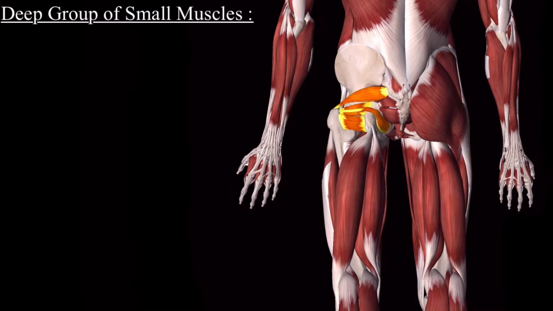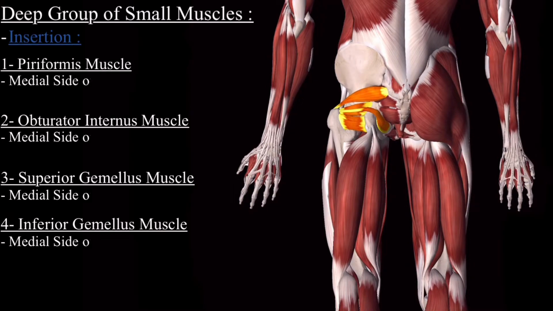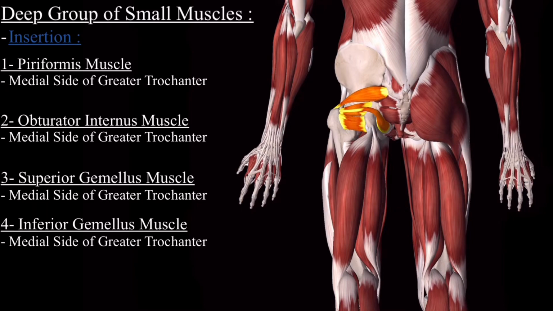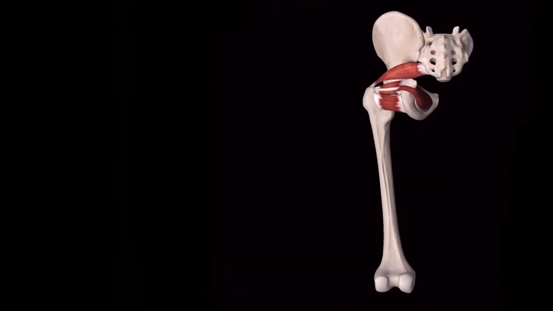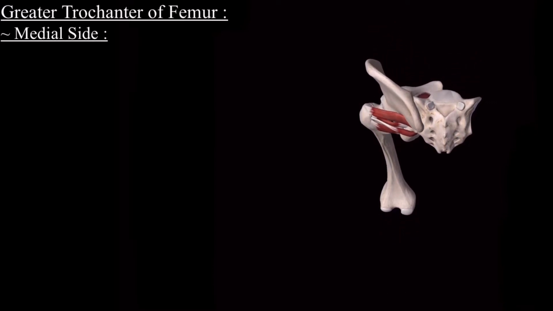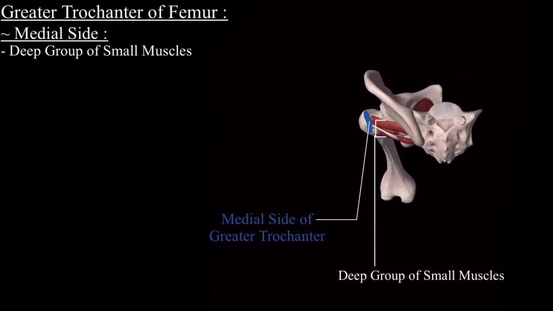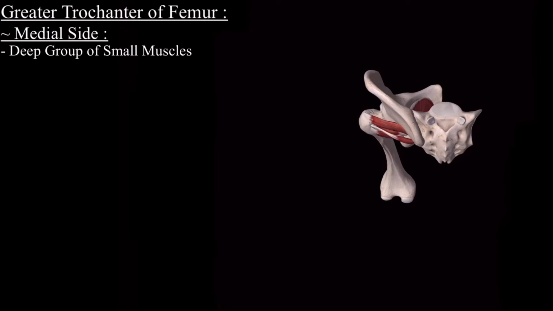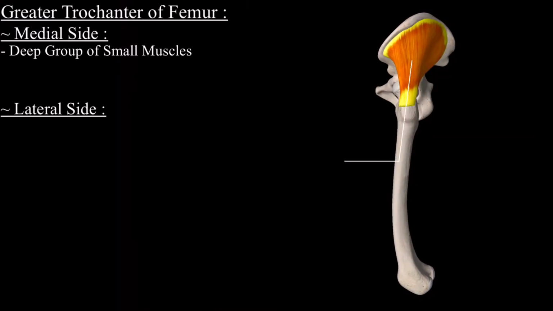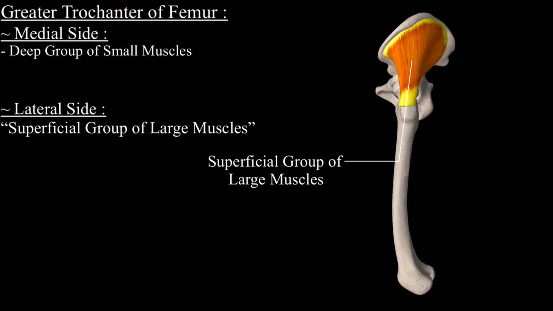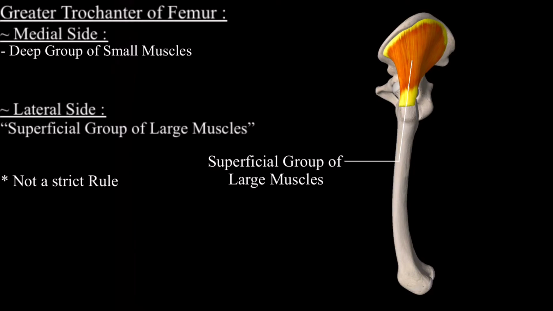Now next is the insertion of these muscles. All these muscles insert on the medial side of the greater trochanter, except the quadratus femoris muscle, which inserts on the quadrate tubercle. Now it is important to remember that on the medial side of the greater trochanter is inserted the deep group of small muscles, while on the lateral side of the greater trochanter is inserted the superficial group of large muscles. Now this is not a hard and fast rule.